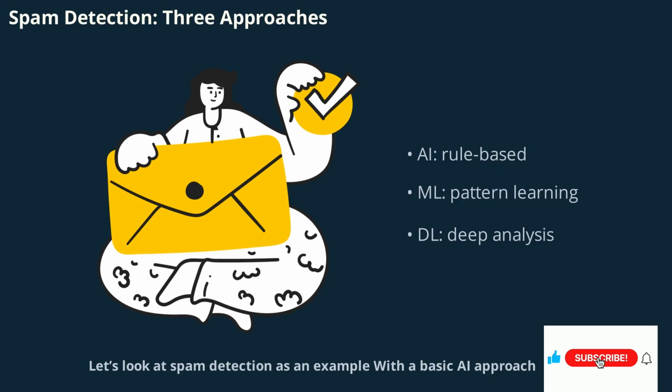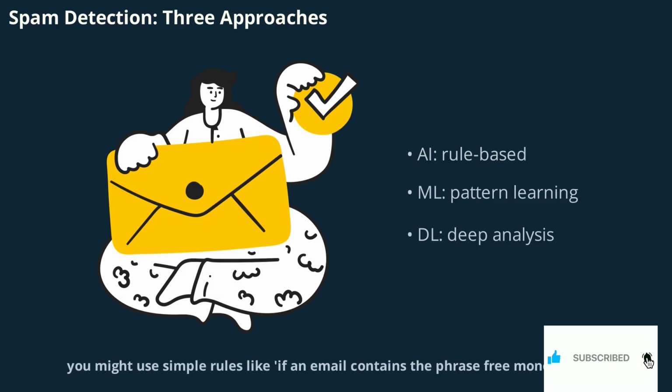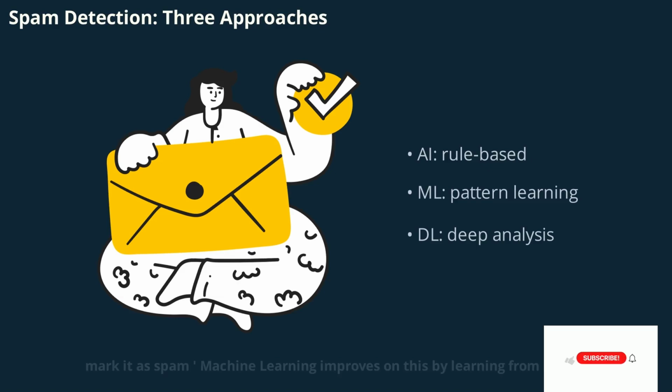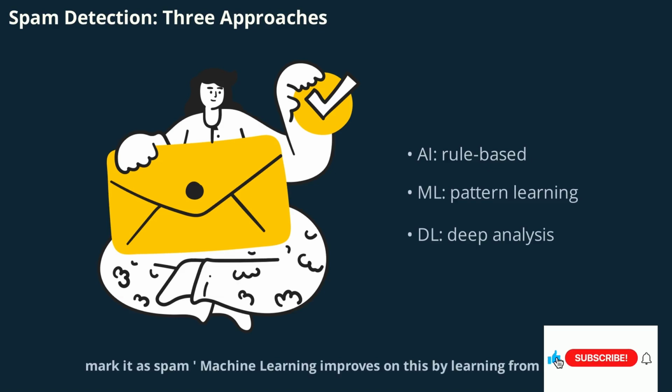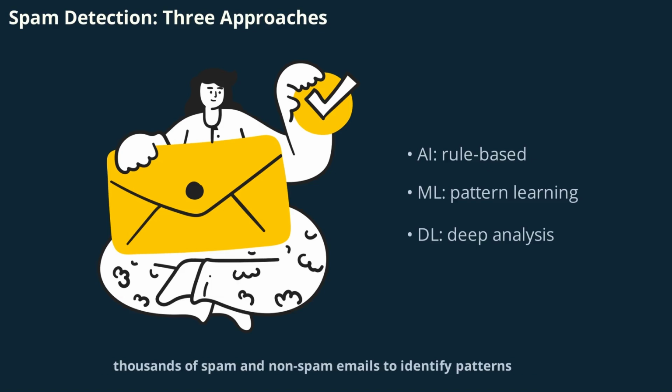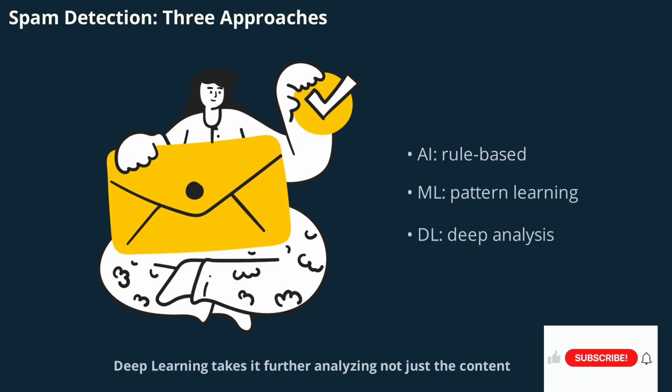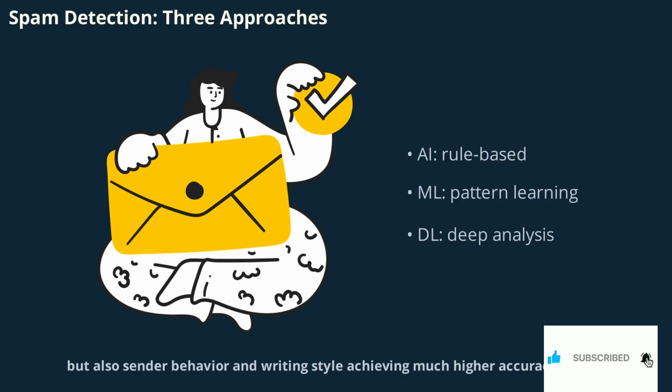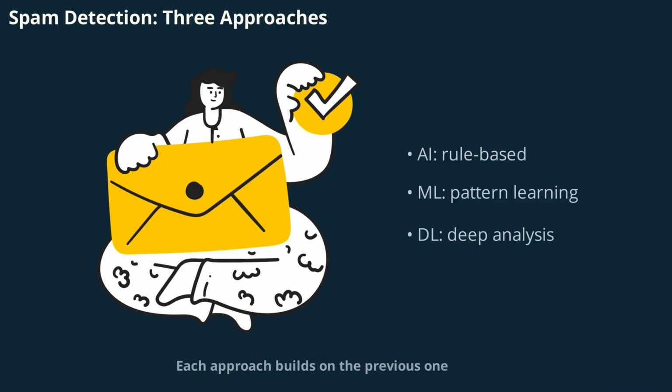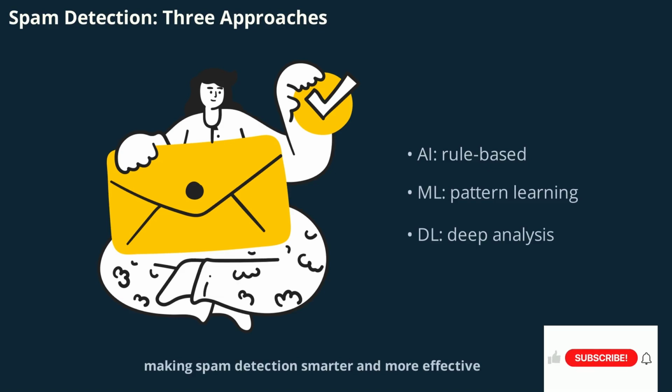Let's look at spam detection as an example. With a basic AI approach, you might use simple rules like, if an email contains the phrase "free money," mark it as spam. Machine learning improves on this by learning from thousands of spam and non-spam emails to identify patterns. Deep learning takes it further, analyzing not just the content, but also sender behavior and writing style, achieving much higher accuracy. Each approach builds on the previous one, making spam detection smarter and more effective.